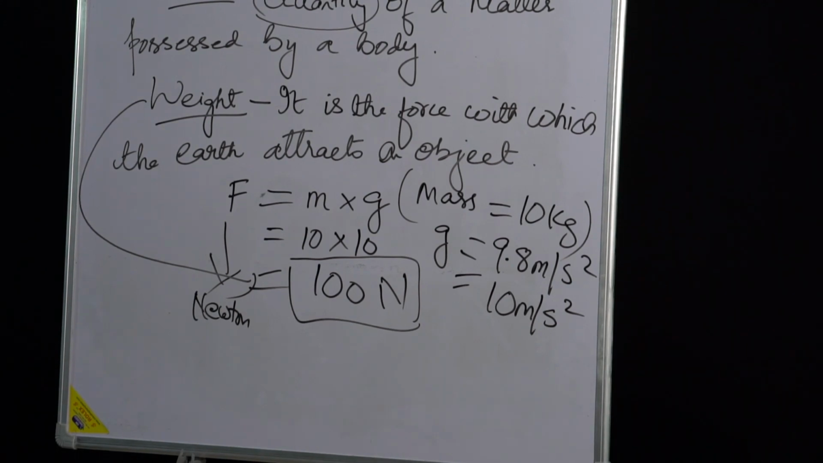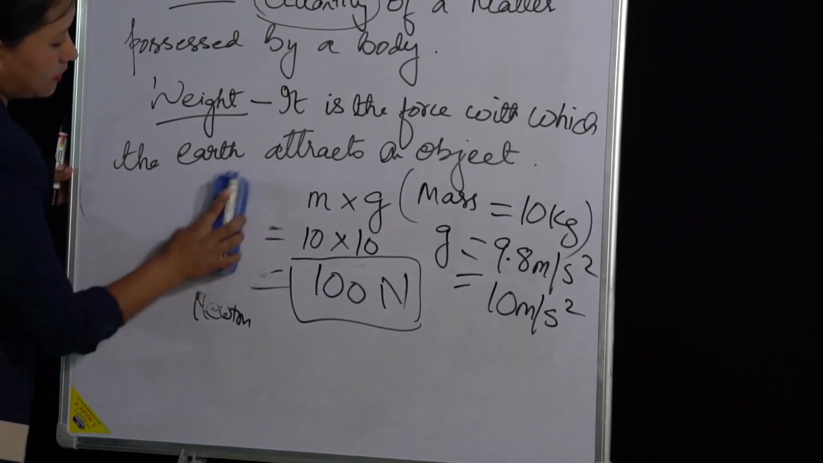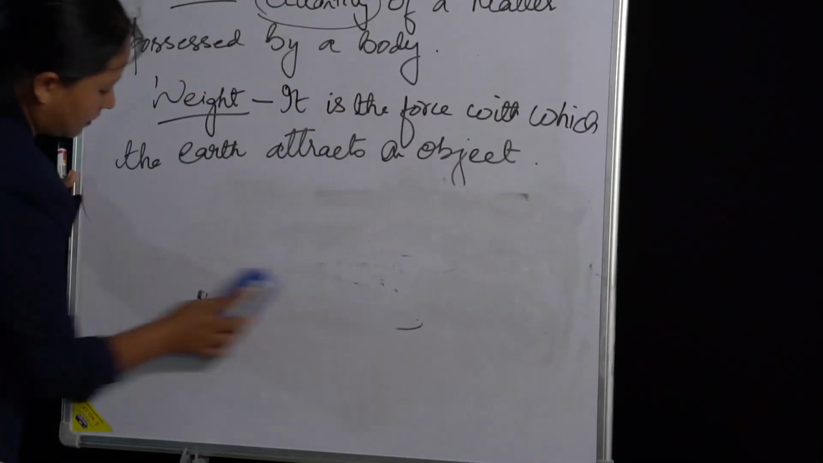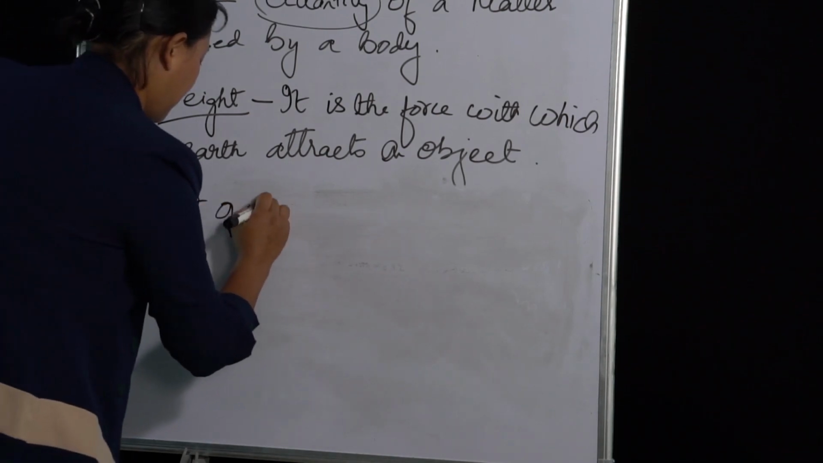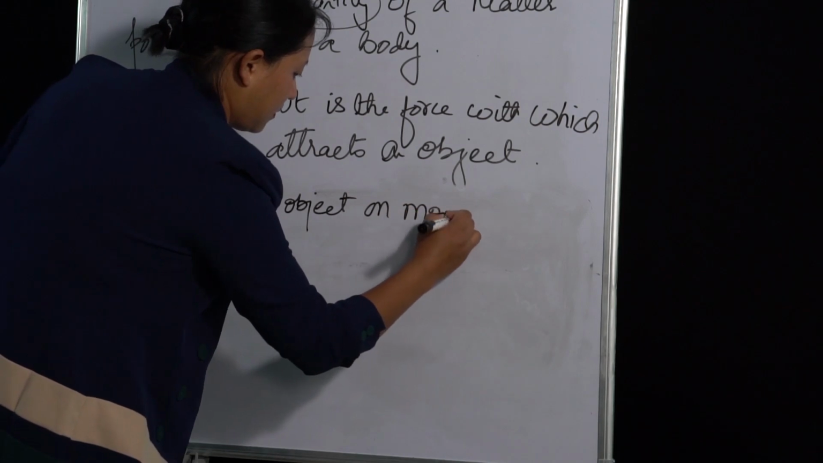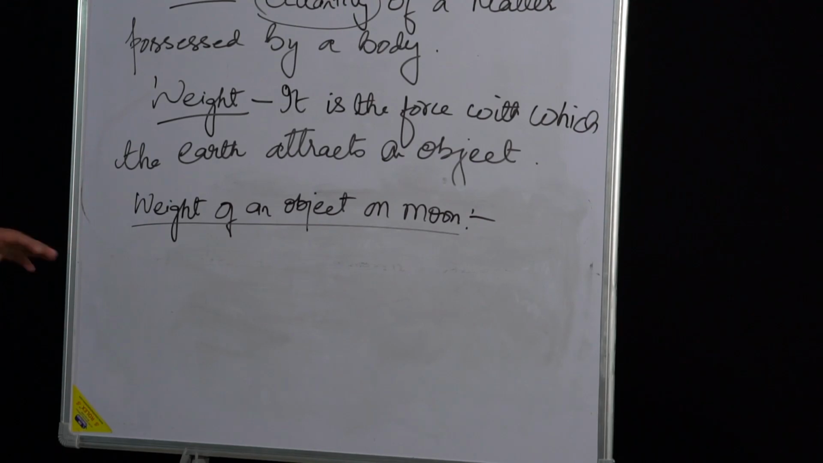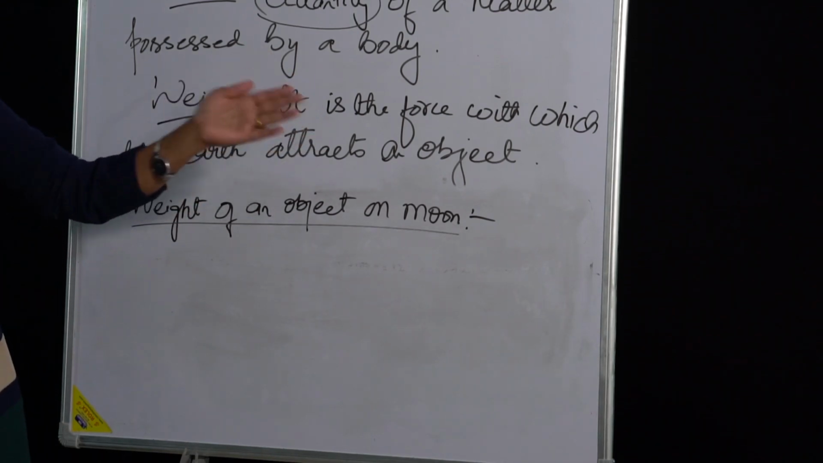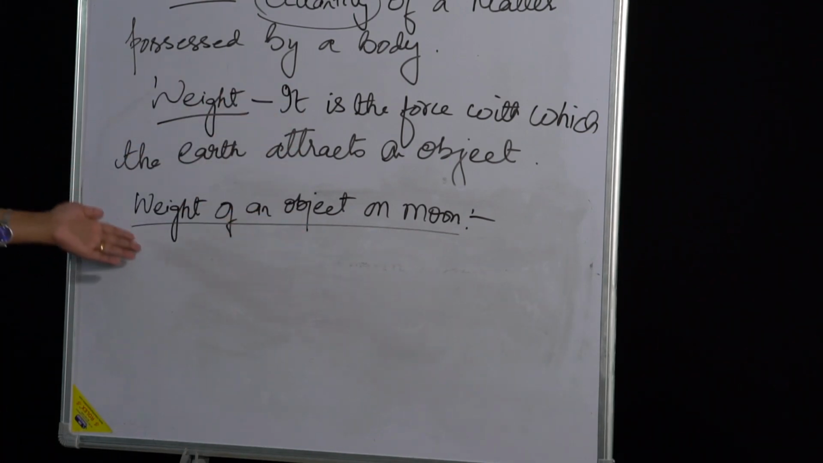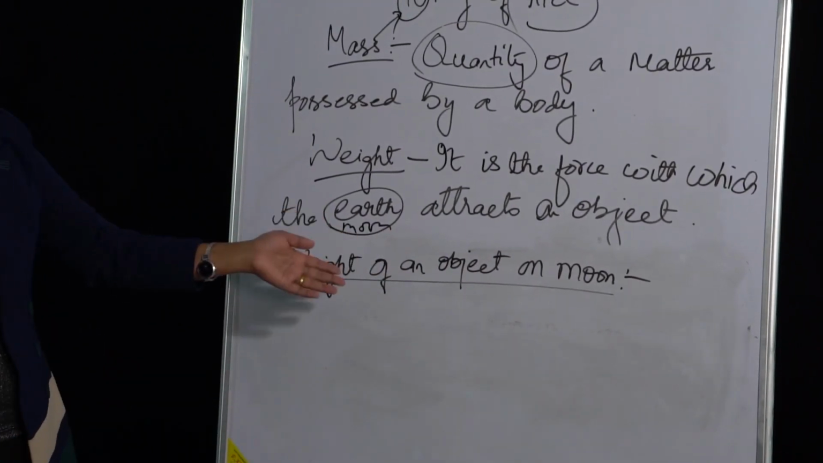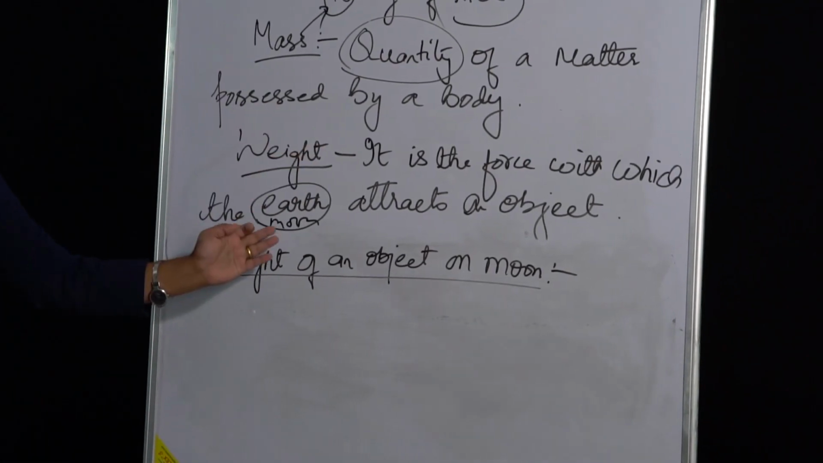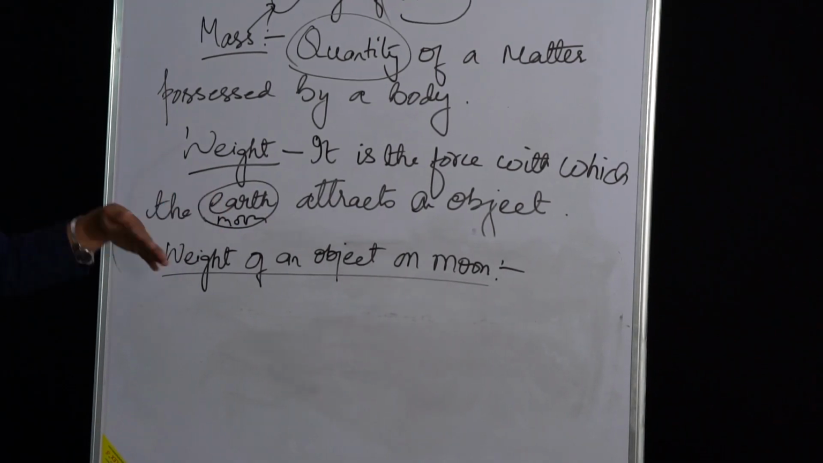Now let us see what is the weight of an object on moon. As I have already explained, the weight of an object on Earth is the force with which the Earth attracts the object. The weight of an object on moon is similar. The definition is the same, but in place of Earth, you put moon. So the weight of an object on moon is the force with which the moon attracts the object.